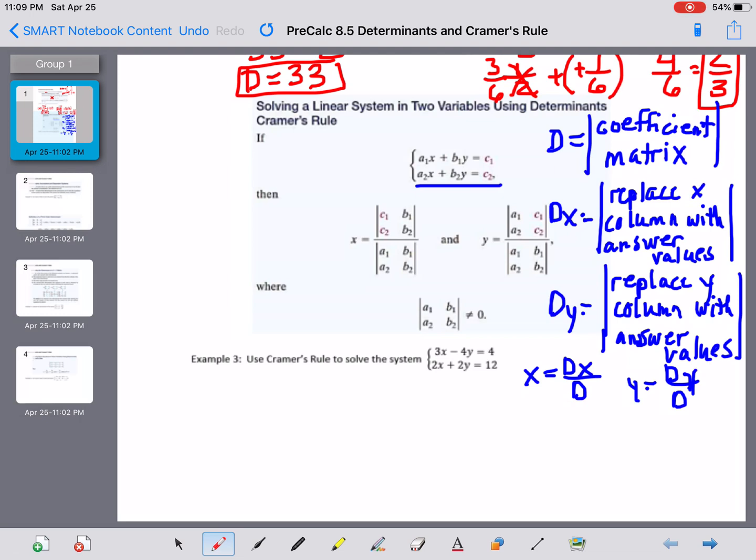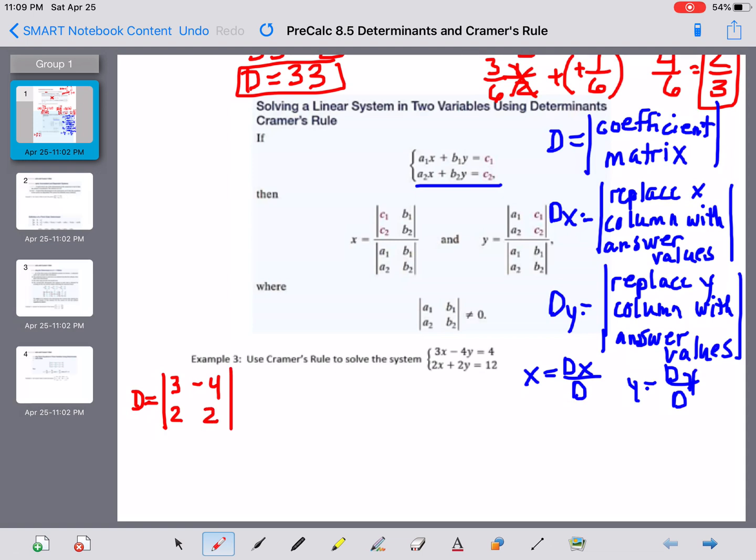So our first thing from our system is we want to find our D matrix. That is just our normal matrix. We're not going to augment it. We're just going to do just the coefficients. On my first equation, the coefficient of x is 3. The coefficient of y is -4. On my second equation, the coefficient of x is 2, and the coefficient of y is 2. And there's my D matrix.